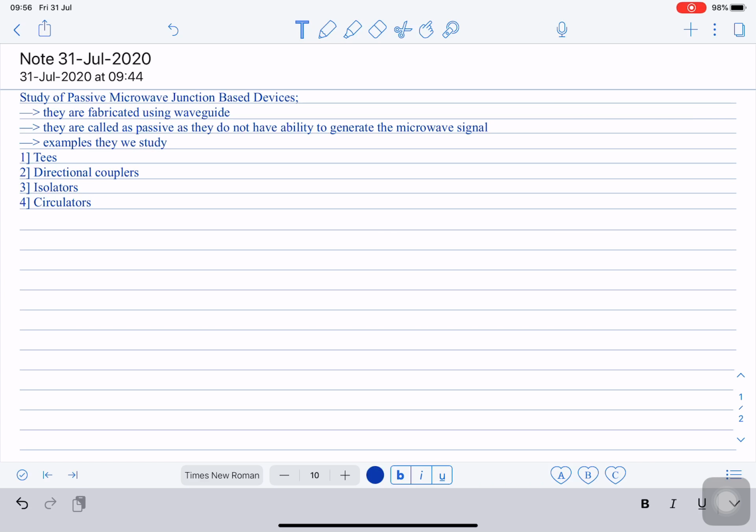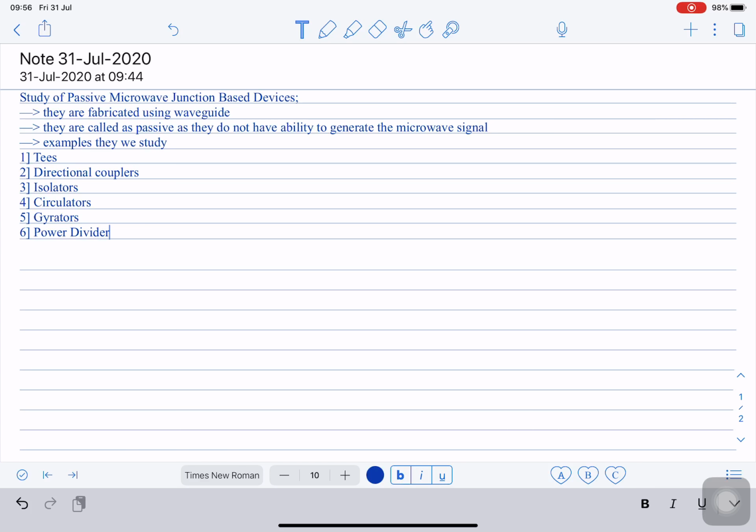One by one, we will go through all these different types of passive devices, those that are junction based and constructed by making use of waveguide sections. And besides circulators and isolators, we have gyrators and power dividers. So these are the typical examples of passive microwave junction based devices.